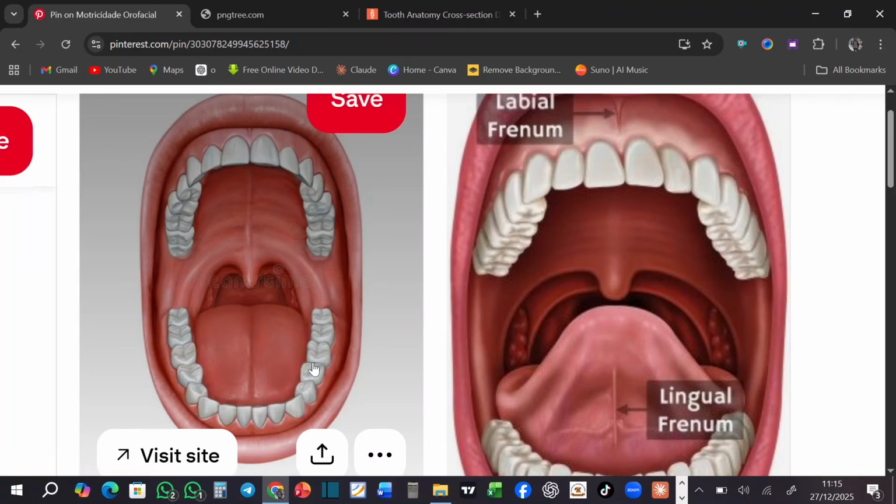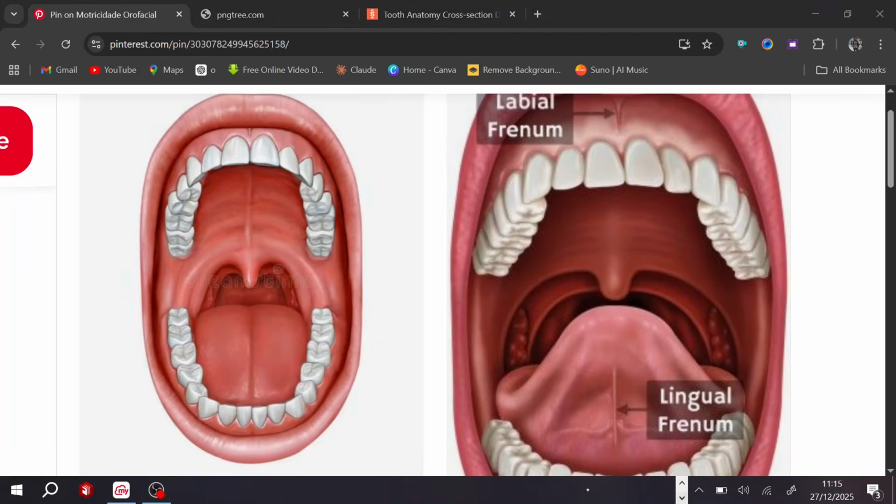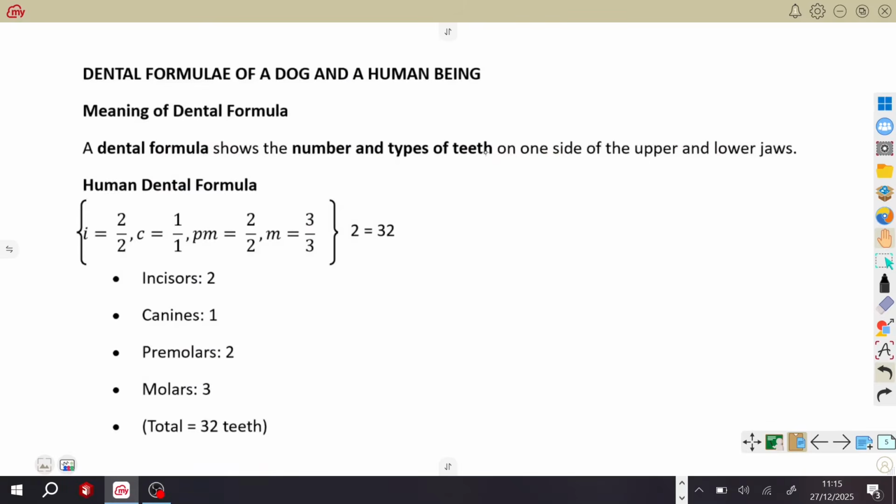So half, you cut the mouth in the middle from top to bottom, not sideways. Some of you might be thinking sideways. No, it's from top to bottom in the middle. Then we just look at half. That's what we mean when we say that the dental formula shows the number and types of teeth on one side of the upper and the lower jaw. So both the upper jaw and then the lower jaw.